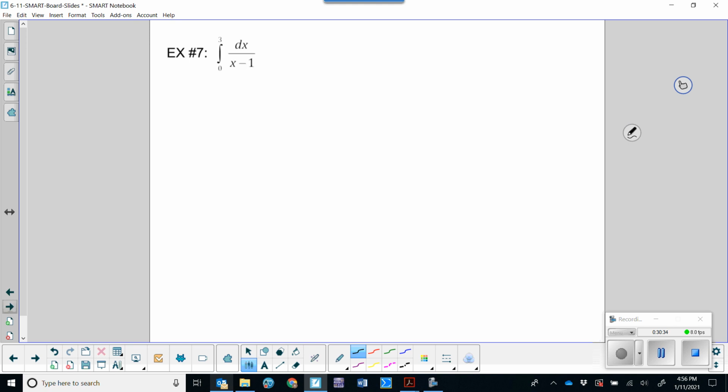All right, so let's do one last example. And again, very first thing that I do is I say, okay, I'm doing an integral, it's definite, I have domain issues here because I can't divide by 0. So this thing is undefined at 1, which means you'll have to integrate from 0 to 1 of dx over x minus 1 plus the integral from 1 to 3 of dx over x minus 1. So if the discontinuity is inside the interval, then you have to split at that place.